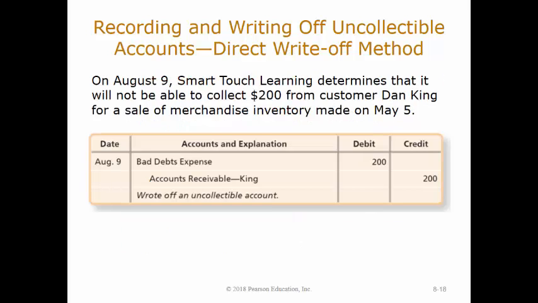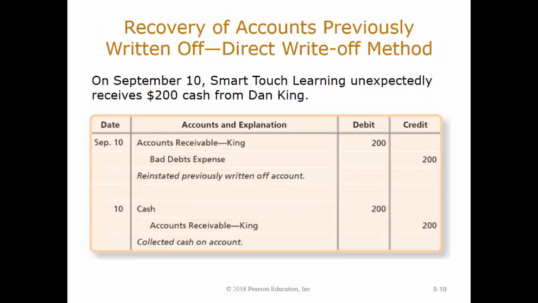Dan King's subsidiary accounts receivable account will be credited for $200 to remove the uncollectible account from the books. In addition, a corresponding $200 debit will be posted to the bad debts expense account. Even though customer accounts are sometimes written off, the customer may still feel an obligation to pay the amount owed.